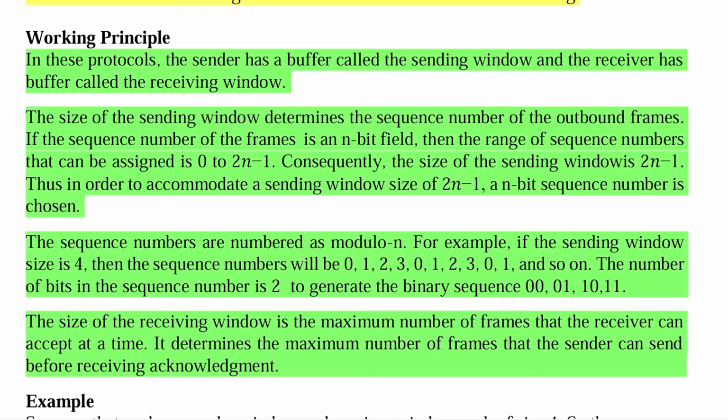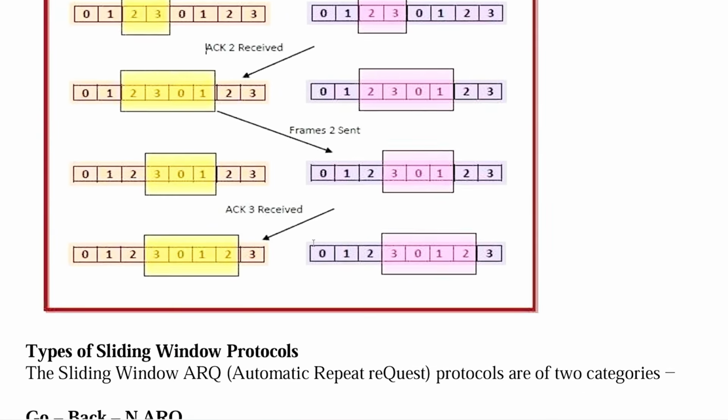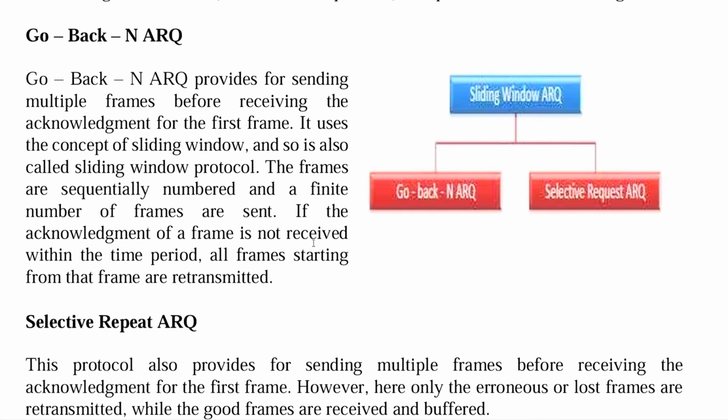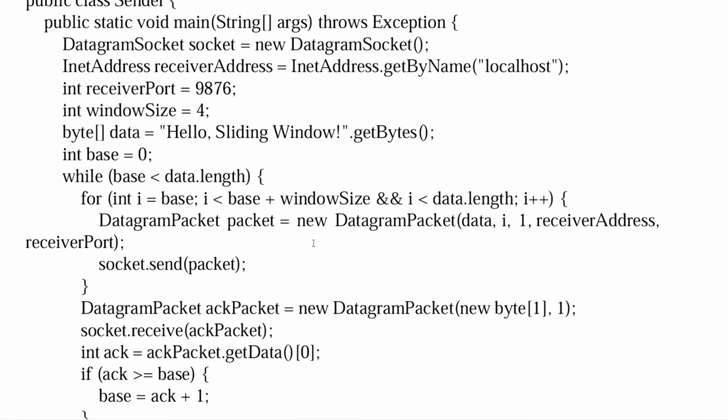The next step is import java.net.star. This is the package that provides networking related classes. Next we have to write the class declaration: public class Sender. This defines a Java class named Sender. The next step is the main method: public static void main(String[] args) throws Exception. The program execution starts from here.